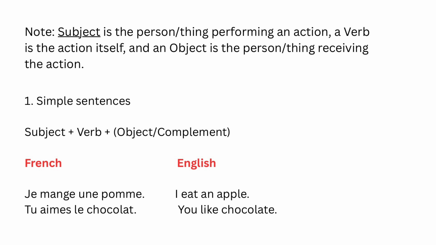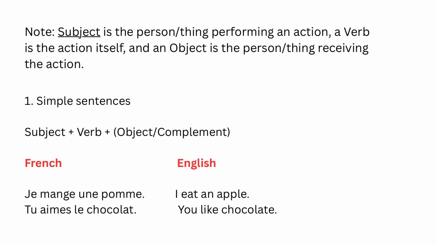Second, we have verb. Verb is the action itself. Any action: to eat, to sleep, to dance. They are all our verbs. And finally, we have object. Object is the receiver of the action. In I eat an apple, apple is the receiver of the action. So it is my object.